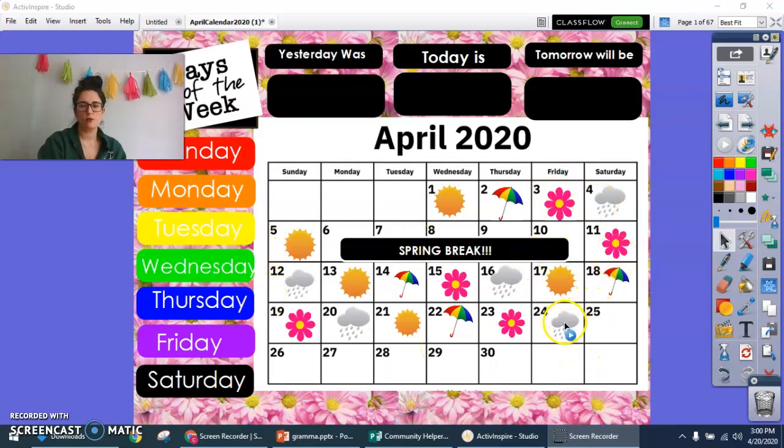So on Friday, we had a rain cloud. So we need to figure out Saturday, Sunday, and then Monday. So let's go ahead and click Saturday. And it is a sun. So we have started our pattern again.